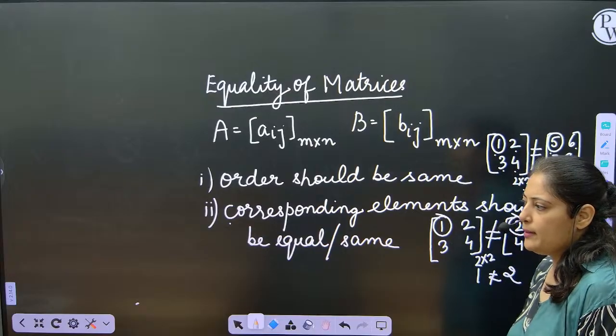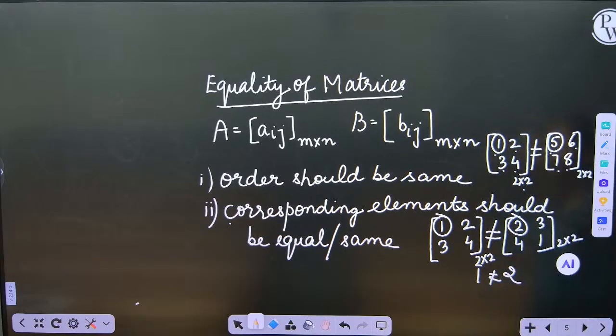I hope I'm clear till this part. Just have a look. Okay. We'll proceed.